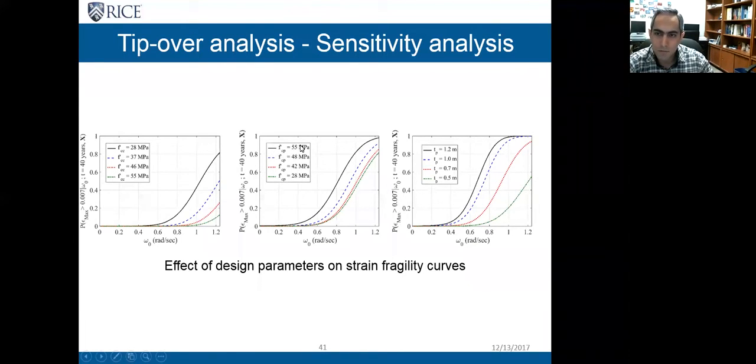For example, if we use high strength concrete in the pad, the probability of failure increases, which is shown by the black curve here. And if we increase the thickness of the pad, it also makes the pad stiffer, and it increases the probability of failure.